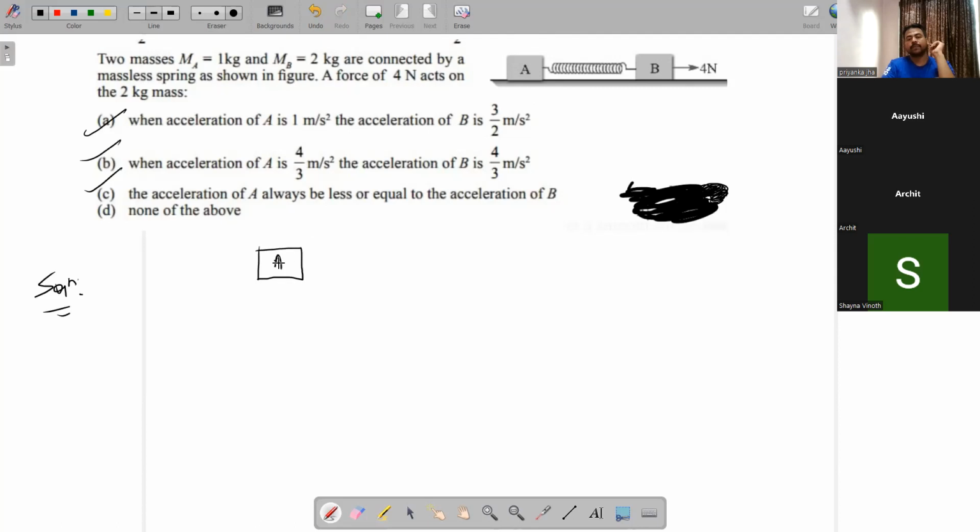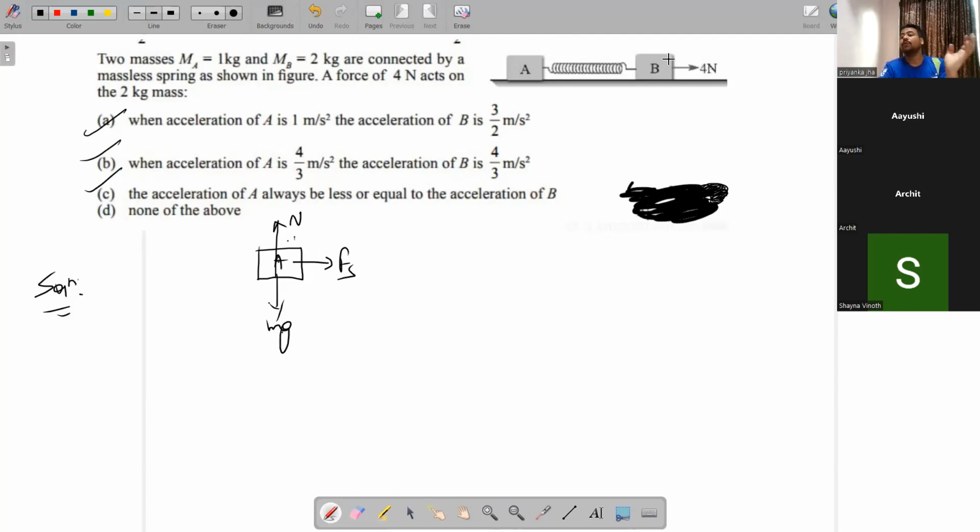See, the question says that this A has some acceleration. It means that there must be some force on it. And who will apply force on it? One may be the normal from the ground, one will be gravity, but these cannot provide acceleration along the horizontal because they are acting vertically. So definitely the spring will apply some force, Fx, correct? There is only the spring. So that spring, because 4 Newton is applied on B.